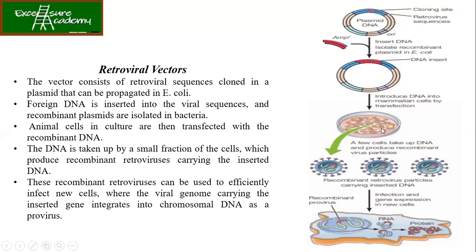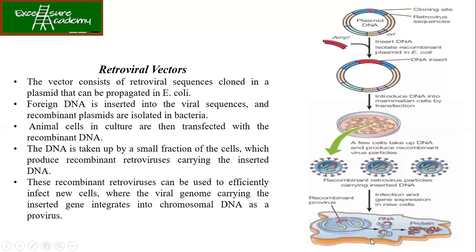So you are going to take the virus which carries the gene of interest in the plasmid, and that virus is going to infect the mammalian cells. Now what will happen is that a few mammalian cells will take up the DNA and produce the recombinant virus particles. So what is happening now? These recombinant retrovirus particles carry the inserted DNA. यहाँ पे हमें बहुत सारे copies मिल गए, ठीक है? Now you take this and infect in the new cell जहाँ पे हमें ये चीज चाहिए.